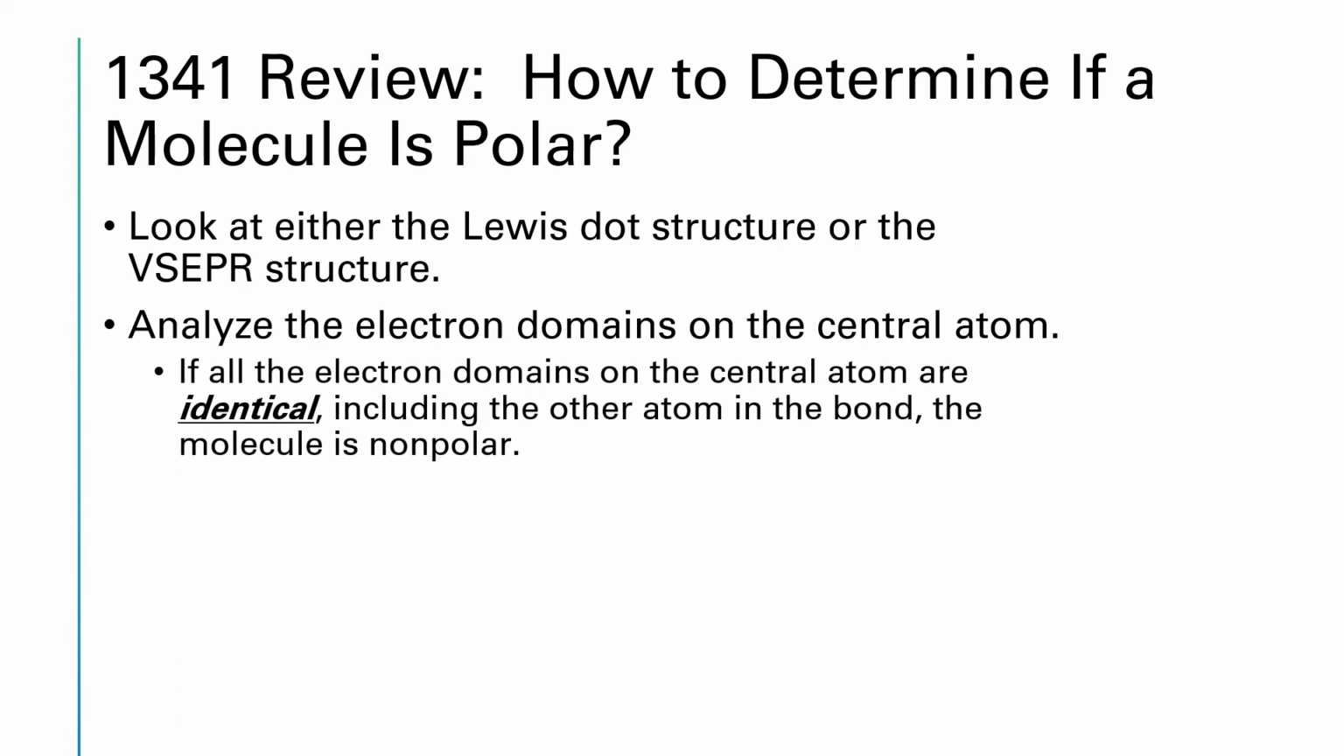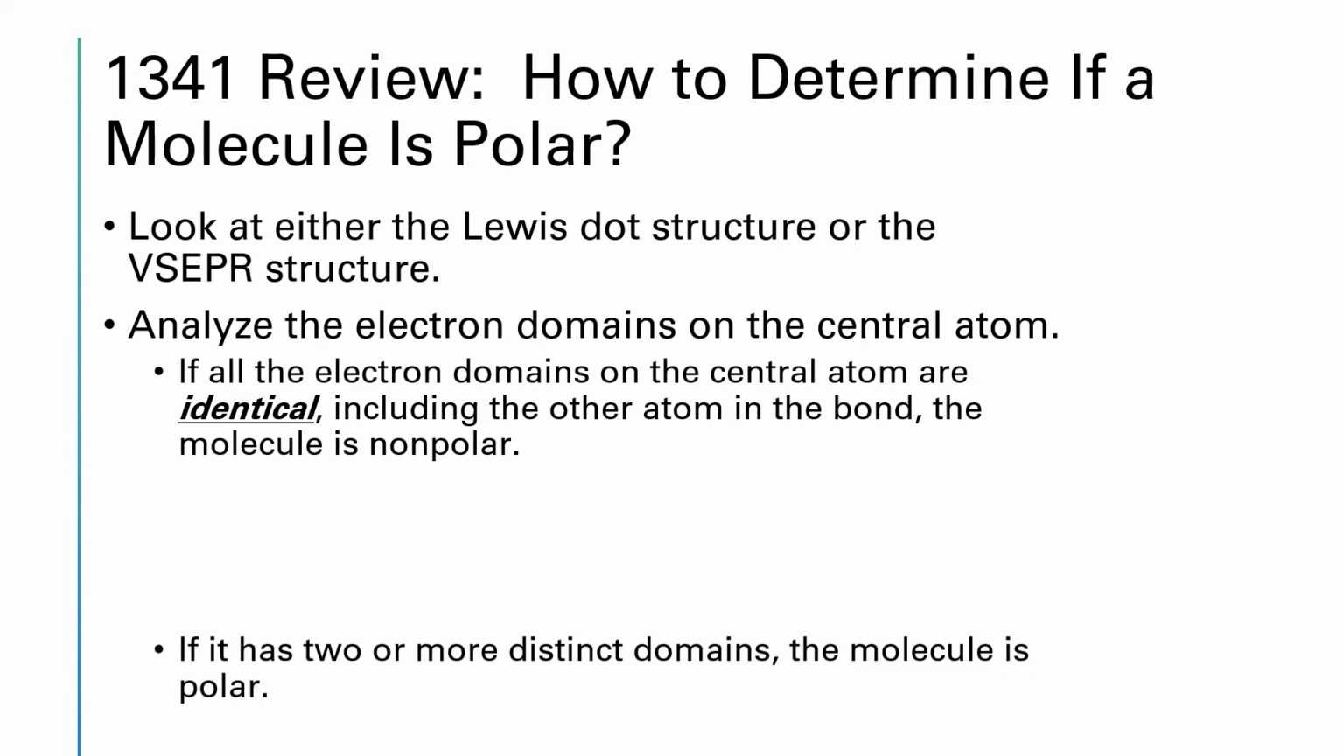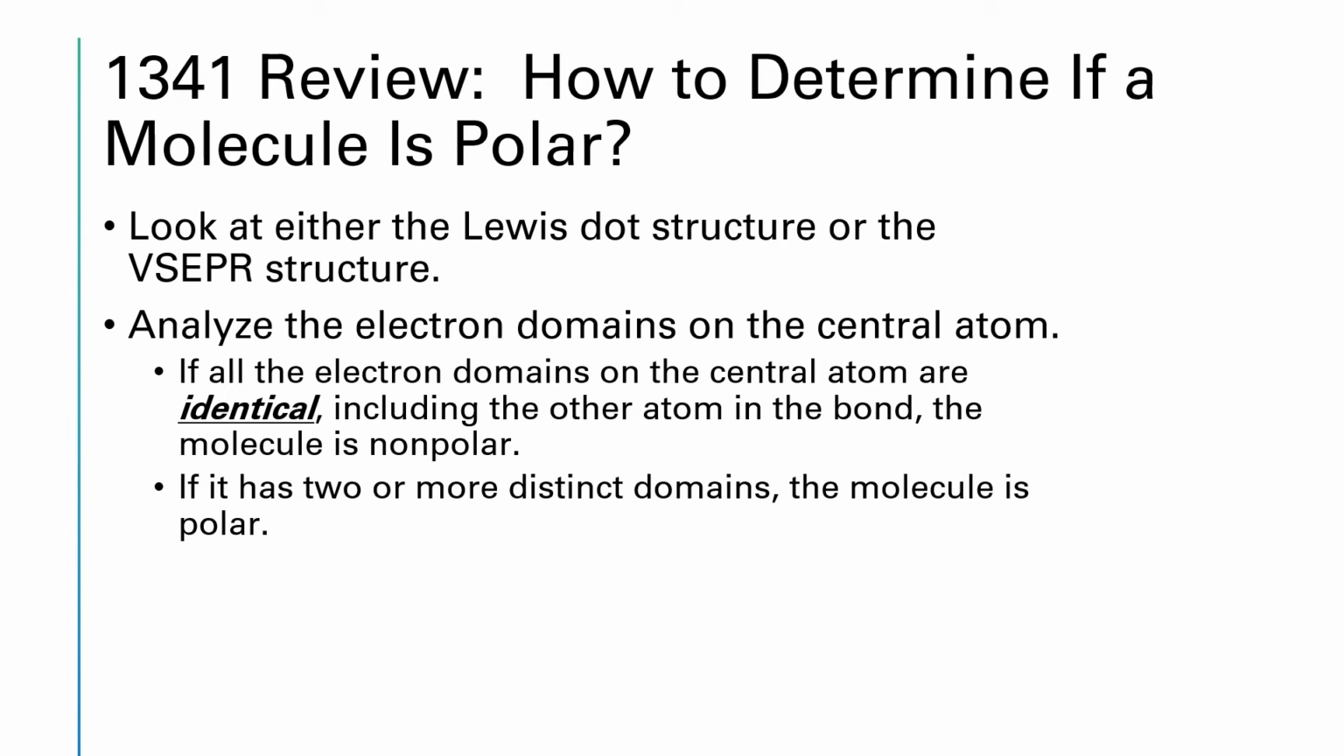Okay, so let's look at those electron domains on the central atom. If all the electron domains on that central atom are identical, then the molecule is nonpolar. But if it has two or more distinct domains, then the molecule is polar and will have that asymmetric electron distribution, and it'll have a positive side and a negative side.